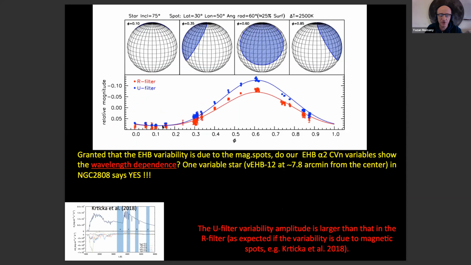And this is, let's say, the plateau in which we know that this star is getting brighter as the spot is coming into the line of sight. And the amplitude is larger in the U filter with respect to the R filter.